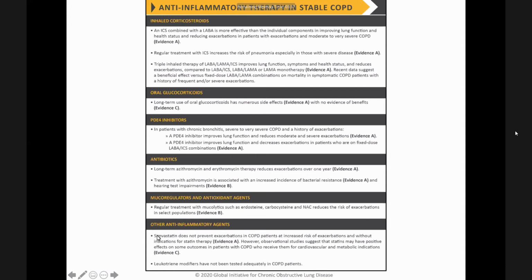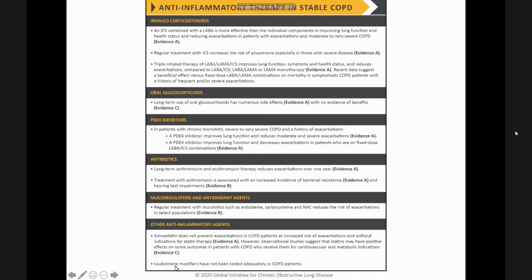And then another is statins. So statins do not prevent exacerbation in COPD patients with increased risk of exacerbation without indication for therapy. However, observation has shown that the statins may have a positive effect on the outcomes of patients with COPD who receive them for cardiovascular and metabolic indications. Okay, so if there is a high risk of cardiovascular or metabolic disease, then we can use the statins in this group of patients.